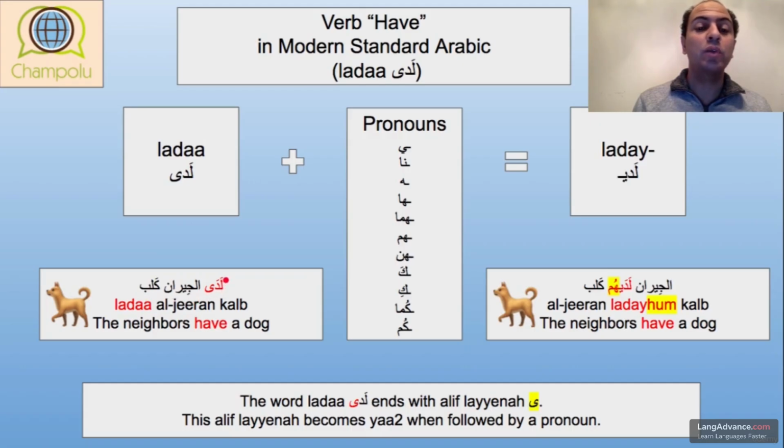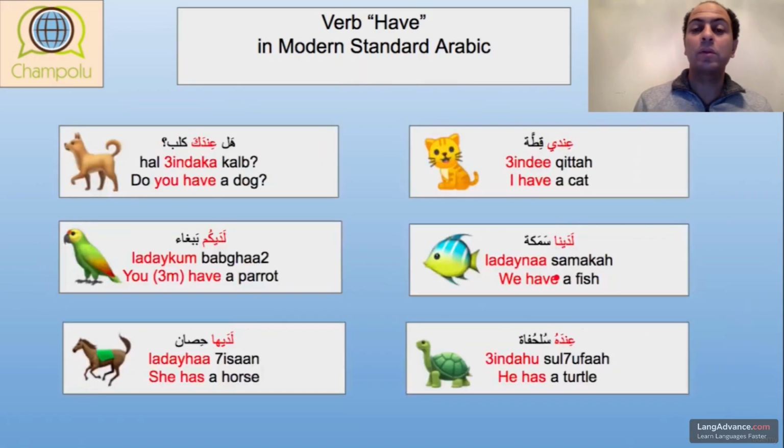In this case we see that لدى is not followed by a pronoun, so it becomes normally لدى. However, if it is followed by a pronoun, it becomes لديهم. So it becomes الجيران لديهم كلب. And these two sentences mean the same thing. It's just that for this particular structure we can use these different word orders. Let's move to some examples.